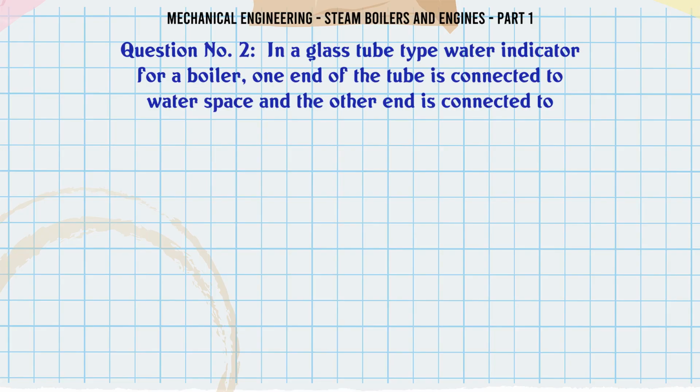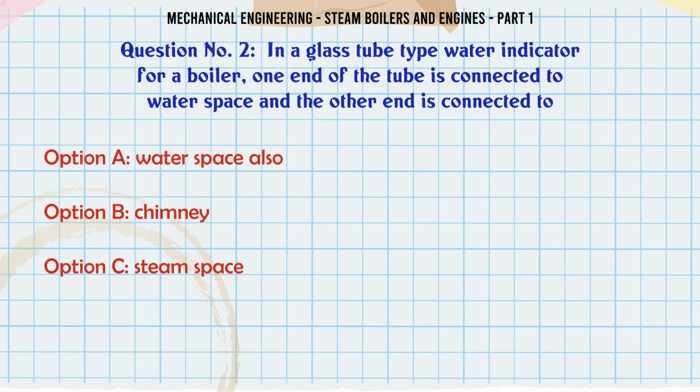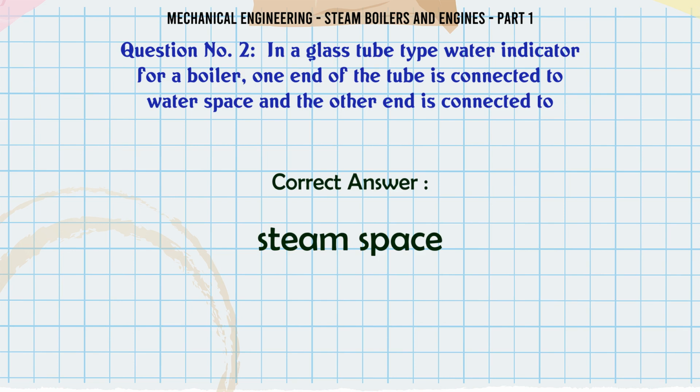In a glass tube type water indicator for a boiler, one end of the tube is connected to water space and the other end is connected to: A. Water space also. B. Chimney. C. Steam space. D. Superheater. The correct answer is steam space.